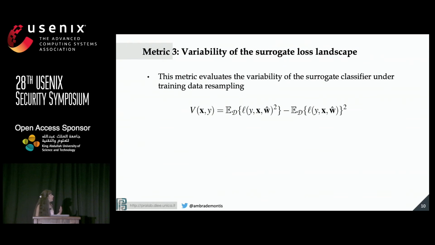The third metric is the variability of the surrogate loss landscape. It basically measures how much the loss function changes depending on the training dataset. We devised this metric because typically the attacker doesn't have access to the training dataset, so he has to use a different one.